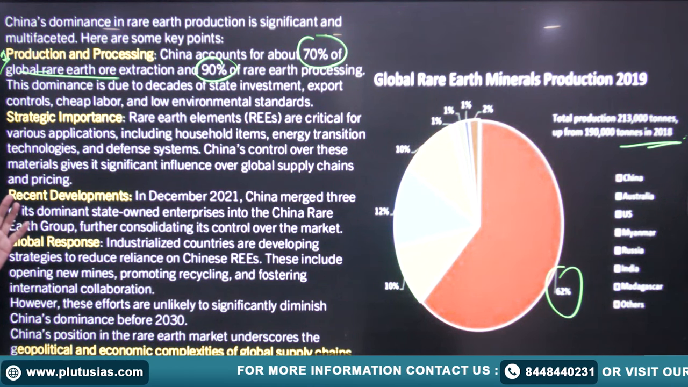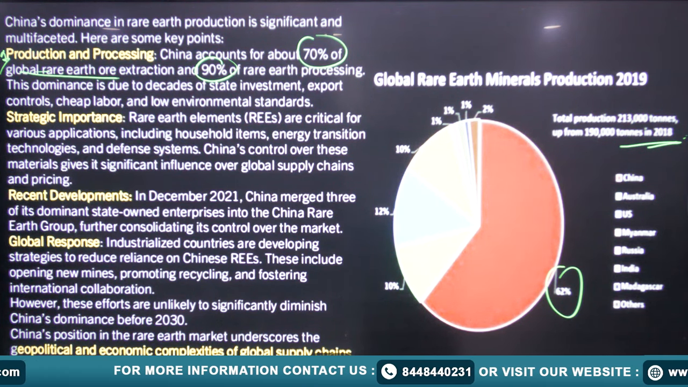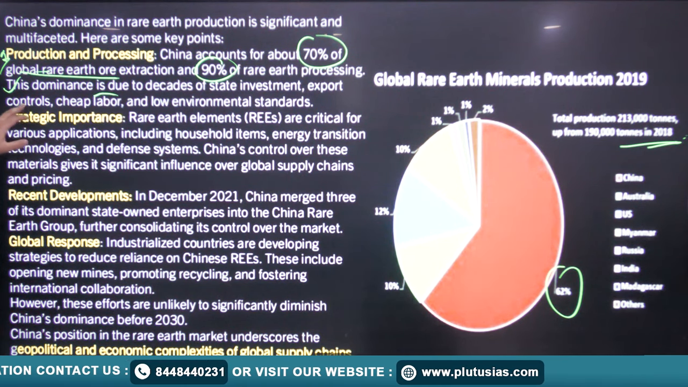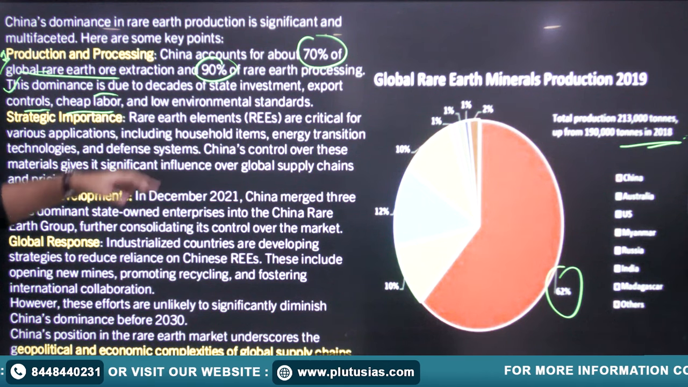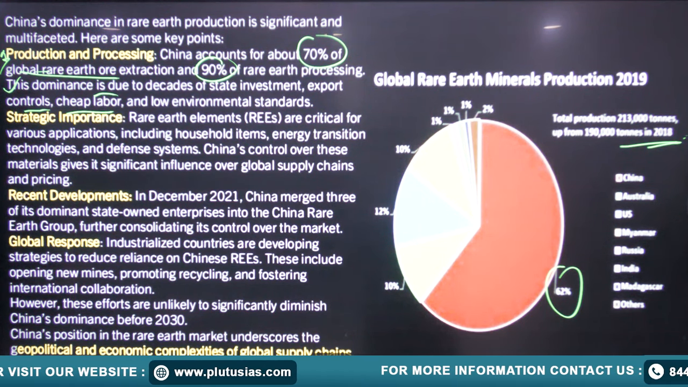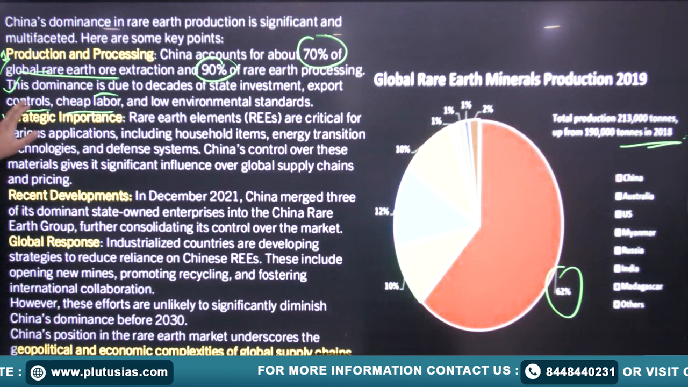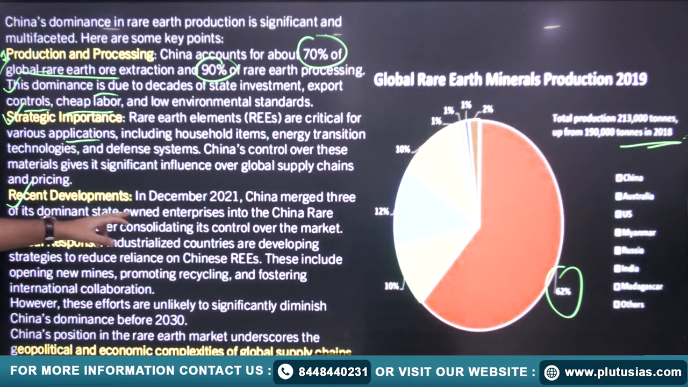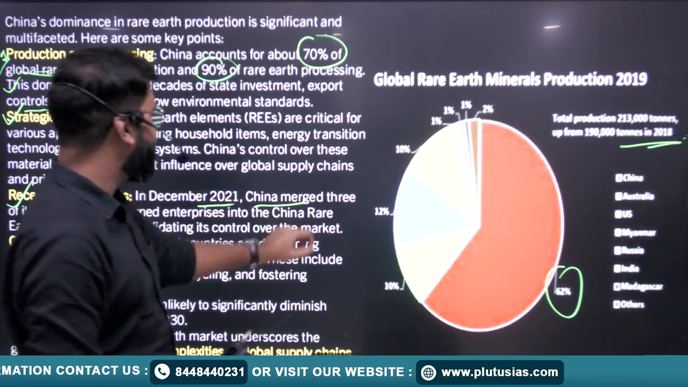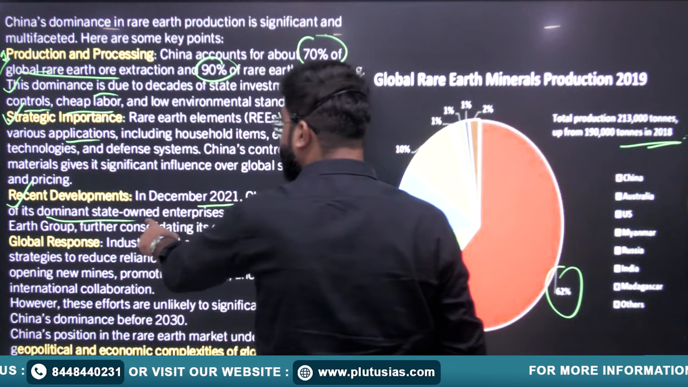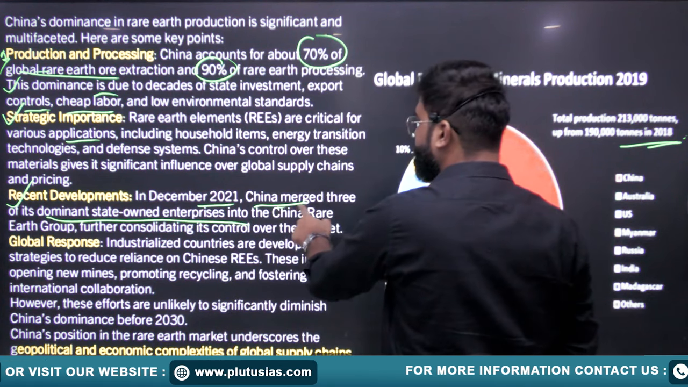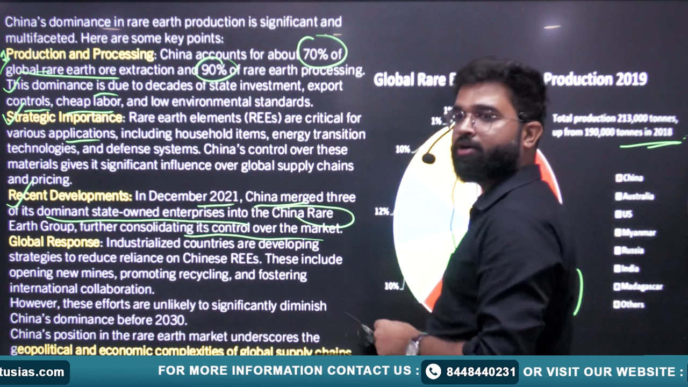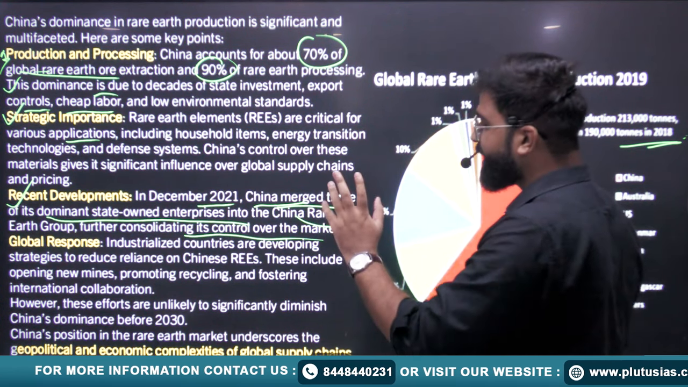Is it clear? Again, for critical minerals the situation is almost the same. The dominance is due to decades of state investment, export control, cheap labor, low environmental standards. Everything is good with respect to China. Strategic importance, critical for various applications. Recent development: in 2021, China merged three dominant state-owned enterprises into China Rare Earth Group, further consolidating its control over the market.